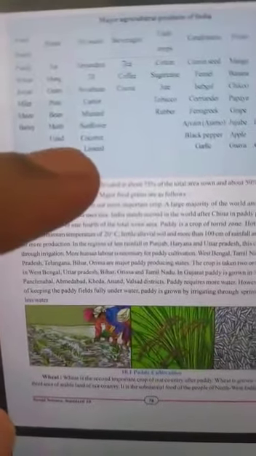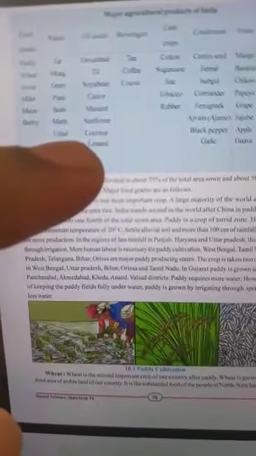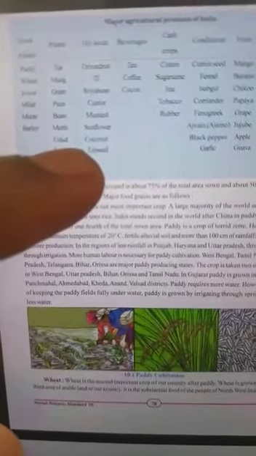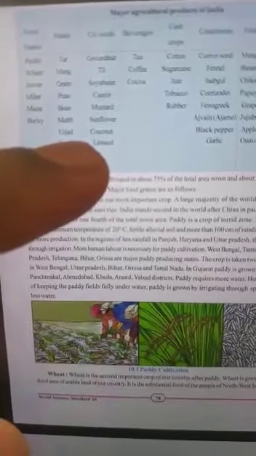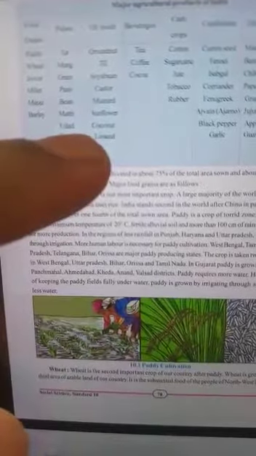Then coming to the condiments, that is cumin seed, fennel, isabgol, etc. Then fruits and vegetables, that you see. Then food grains. Grains are cultivated on about 75 percent of the total area sown, and about 50 percent of the total production comes from grains. Major food grains are as follows.